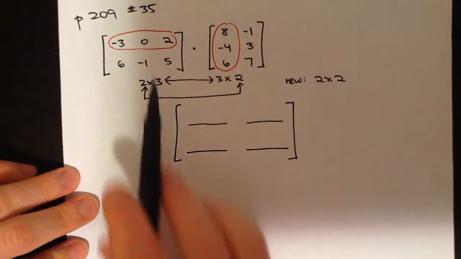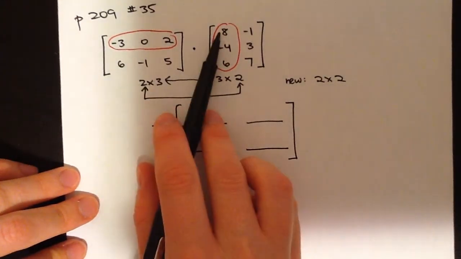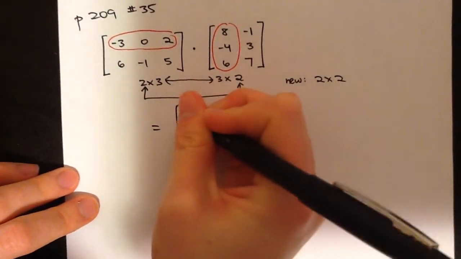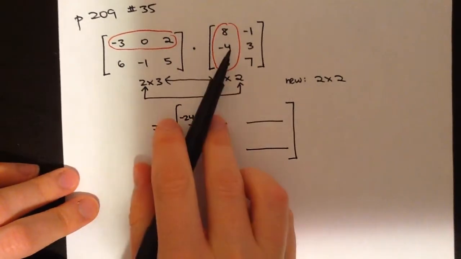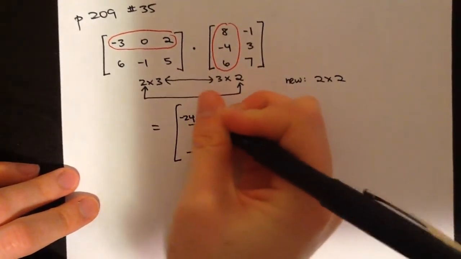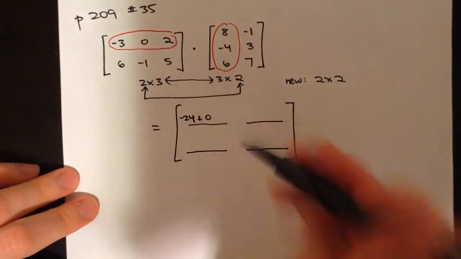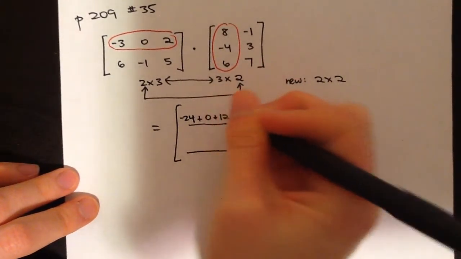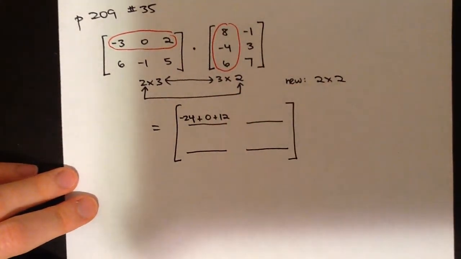And then I pair them up and I multiply them. So -3 times 8 gives me a -24. 0 times -4 gives me 0, so that's a good one. And then 2 times 6 gives me 12. So I'm just multiplying and then adding what I get.